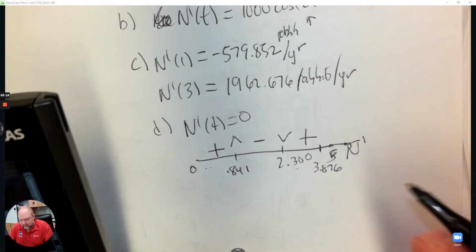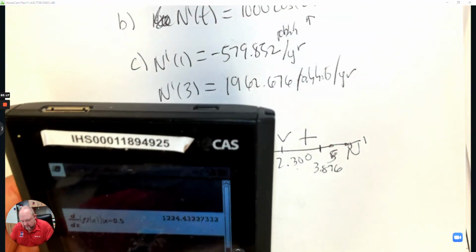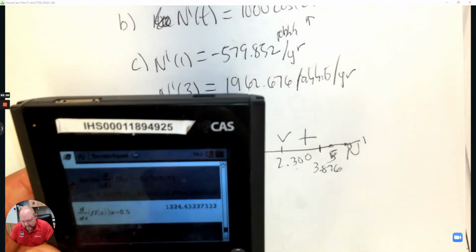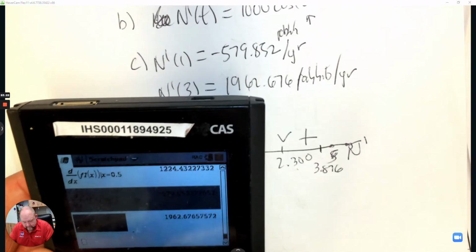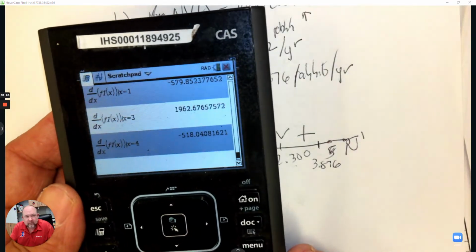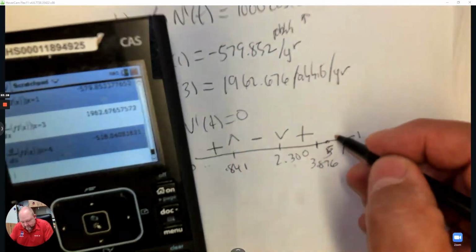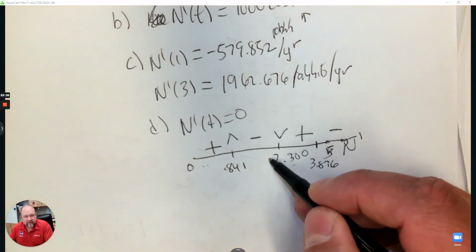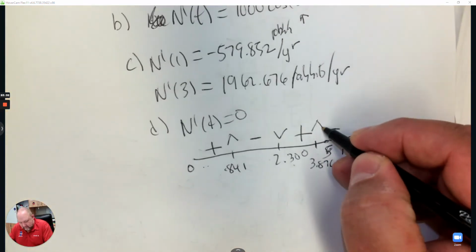So now I need to pick a number bigger than 3.8, like 3.9 or 4. So I'm just going to put in 4. If I put in 4, now the answer is negative again. So it increased, then it decreased, and then it increased.